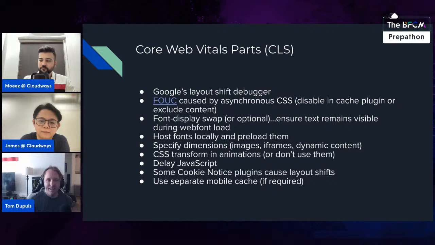A lot of it, I've seen a lot of people, probably the number one thing I see is people are using the asynchronous CSS and cache plugins. So if you try either disabling that or excluding content from that, that's probably one of the first things I would do. So like optimize CSS delivery in WP Rocket, even just turning that off or tweaking it is probably where I would start.